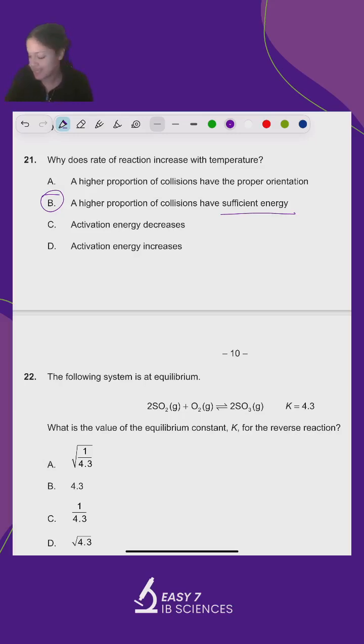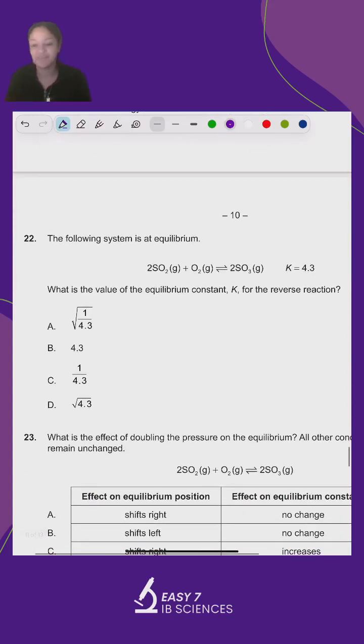Someone here is doing physics. Yeah, IB physics is great, but so is chemistry.